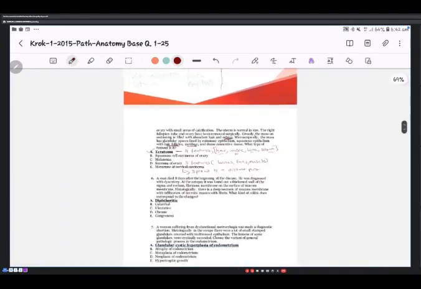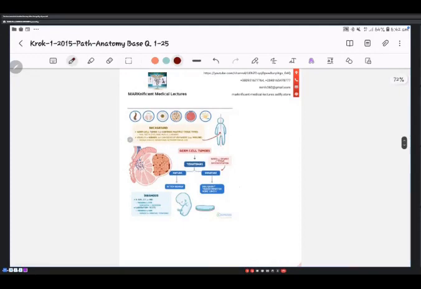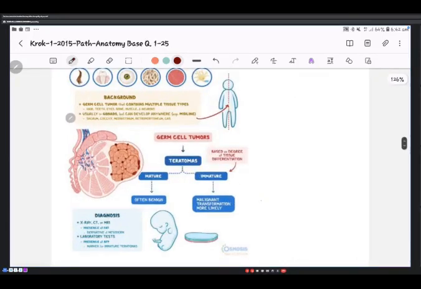Question 6. This has nothing to do with our question, but this is just information on teratoma, so you can check it out later when I send the notes.